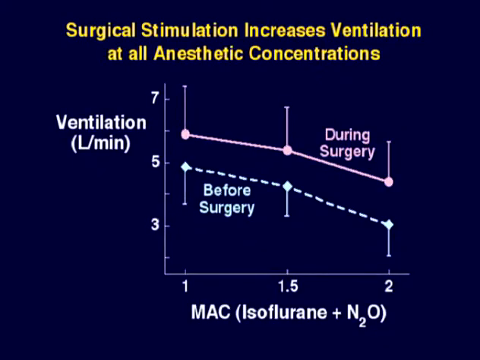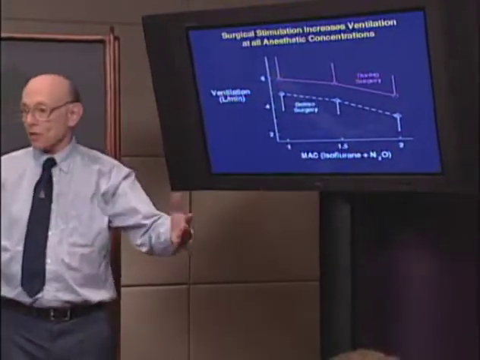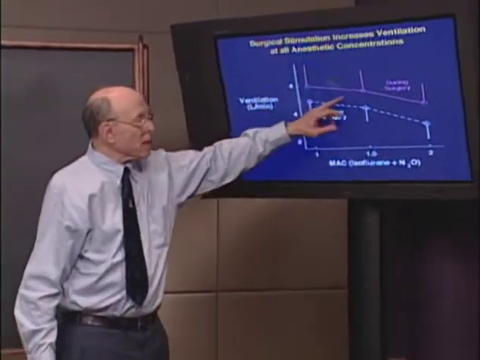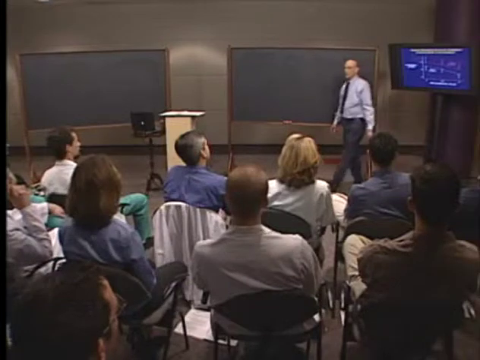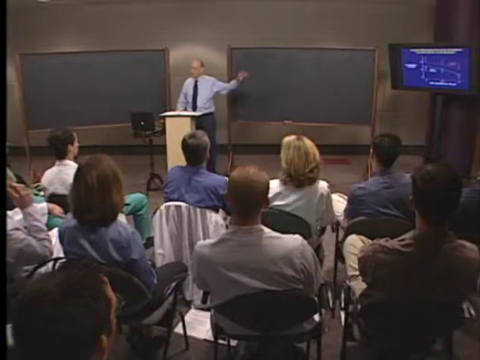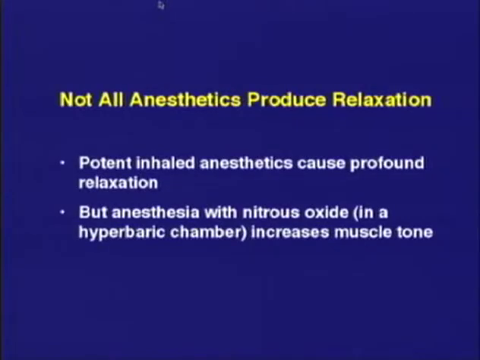We know that surgical stimulation increases ventilation. From a study that Jim France and I did many years ago, we measured ventilation before surgery at 1 MAC, at 1.5 MAC, and at 2 MAC, and then the surgeon made an incision, and we measured ventilation during surgery, and it increased at every anesthetic concentration. That doesn't bespeak suppression of autonomic reflexes. That says the patient's feeling something, but the patient's not moving, and the patient didn't remember. And relaxation is irrelevant. We know that the potent inhaled anesthetics cause profound relaxation. We're going to see some illustrations of that that are really great.